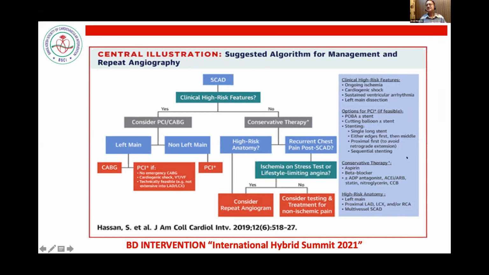And what is the stent strategy? Because they have hematomas, some prefer to do just POBA. Some use a cutting balloon so that we can create a channel between the false and true lumen. And there are different stenting strategies. Some use a long single stent. Others recommend using the first stent distal, then proximal, and then covering the middle. Some say go from proximal to avoid retrograde extension, go distally, and some even recommend going sequentially, distal then proximal. So these are different stent strategies. I prefer to use a single stent strategy because it's easier and cheaper for us.